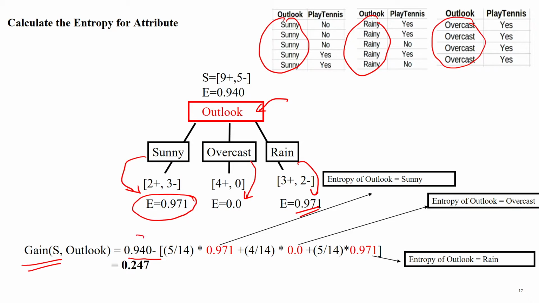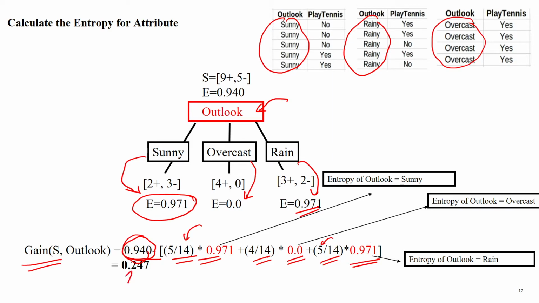The formula is entropy of S minus the entropy of outlook equal to sunny multiplied by P by P plus Q, then P by P plus Q times the entropy of outlook equal to overcast, then plus the number of samples when outlook equals rainy divided by the total number of samples, times the entropy of outlook equal to rainy.